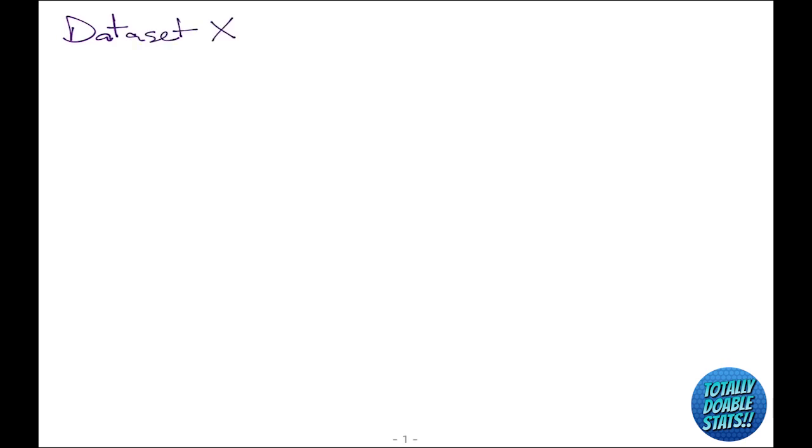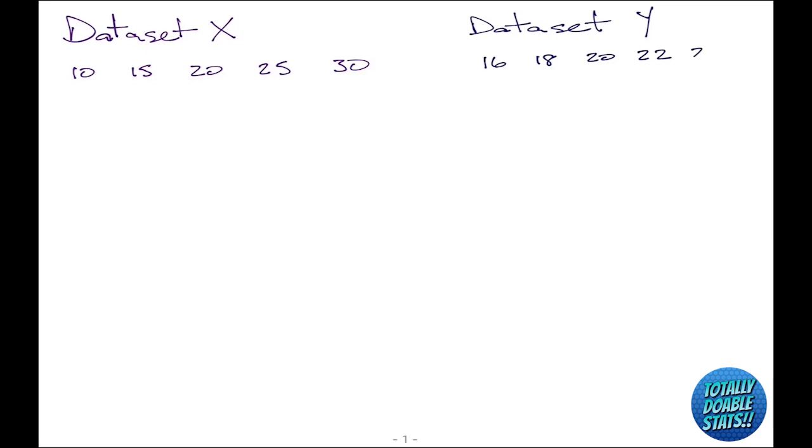And we'll make that, let's go with 10, 15, 20, 25, and 30. And then we'll do a different color and go with a different data set. We'll use data set Y. And this we will make 16, 18, 20, 22, and 24.